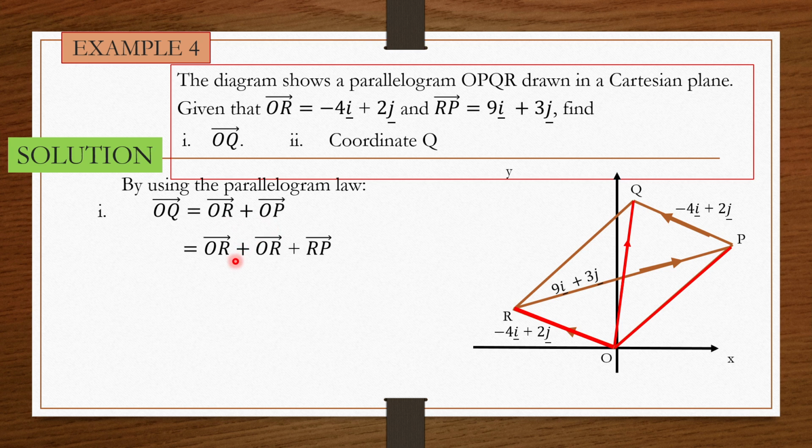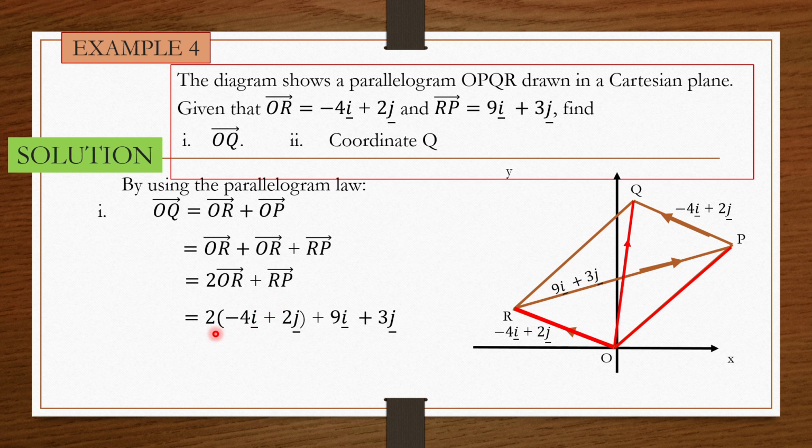So OR, you are given OR. What is OP? Now, if you look at the diagram, OP equals OR plus RP. The resultant vector OP equals OR plus RP. So, the second line you have OR plus RP. Therefore, you can simplify it as 2OR plus RP.